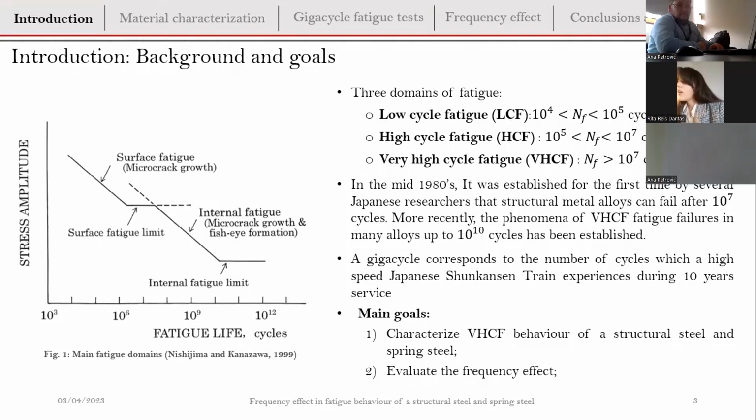Usually we have three different fatigue domains. We have the low cycle and high cycle fatigue region that is usually defined until the 10 millions of cycles, and we define our fatigue conventional limit here around the 10 millions of cycles. However, during the last decades we started to study the very high cycle fatigue region that is behind these conventional fatigue limits, and in this work our main goals are to study the very high cycle fatigue behavior of a structural steel and also a spring steel, and evaluate frequency effect in these two materials.